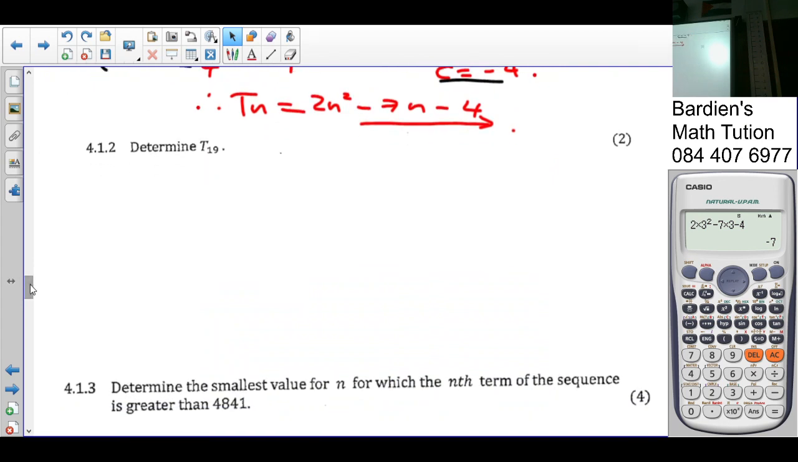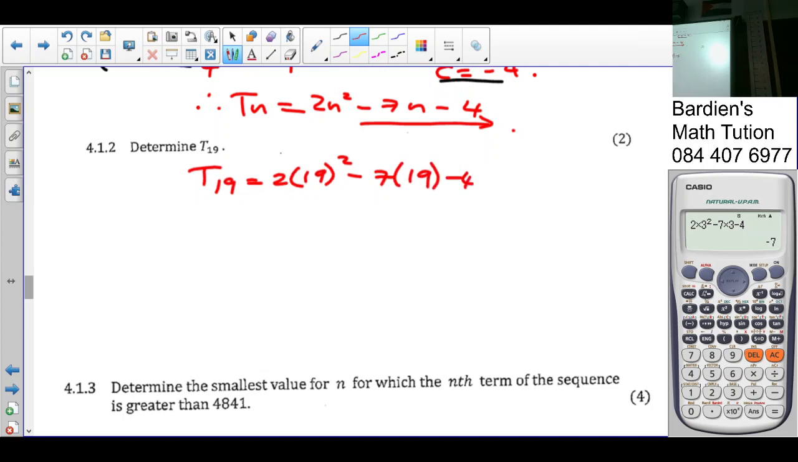The next question is 4.1.2. Determine T19. So wherever I see n, I put the 19. So it's 2 times 19 squared minus 7 times 19 minus 4. So it's 2 times 19 squared minus 7 times 19 minus 4, which gives you 585. Is that correct? Okay, 585.